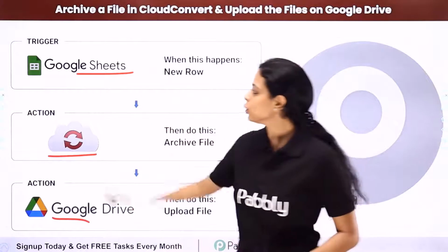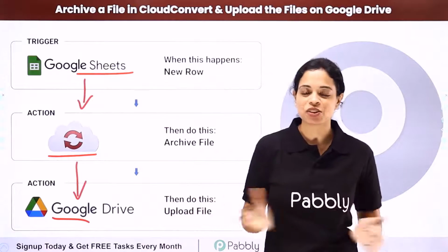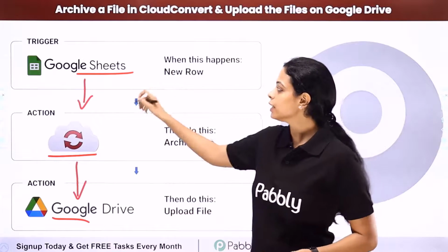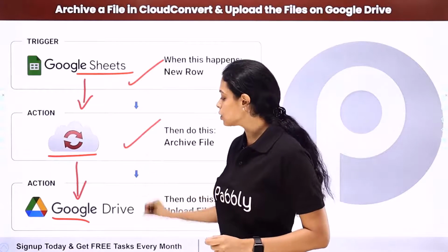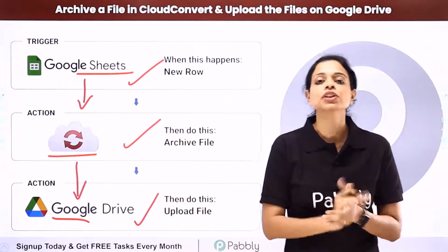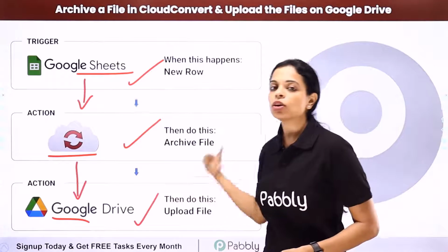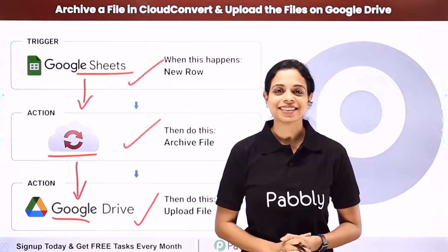For this, you will have to integrate these three applications, and the same can be done using Pabbly Connect software. Here, your trigger application would be Google Sheets and your action applications would be CloudConvert and Google Drive. Now, the thing is, how can you do it yourself and integrate and automate this entire process? To understand that, let me take you to my screen.